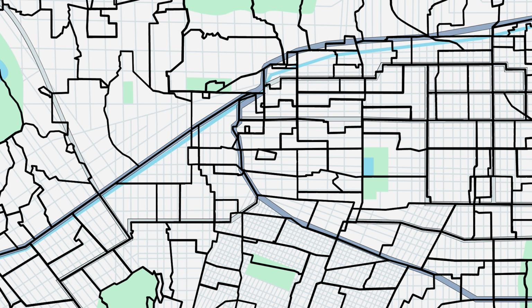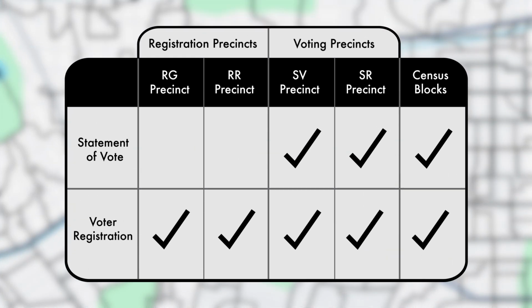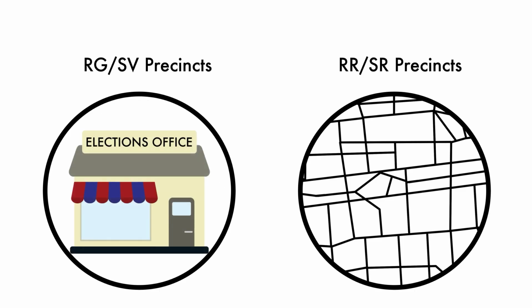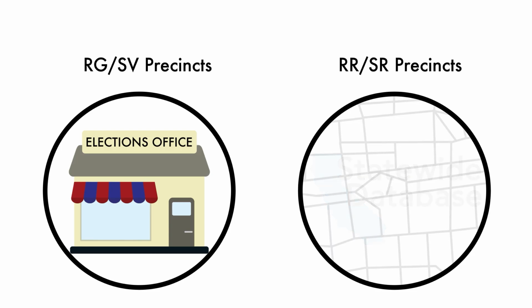Looking back at our data files, you can see that statement of vote files are only available on voting precincts, while voter registration files are available on all precinct types, because registration precincts nest inside the larger voting precincts. Taking a closer look at the different types of precinct maps, you'll notice that there are 2 types of both the registration and voting precincts. The RG and SV precincts are the precincts that counties use when reporting voter registration and election results. The RR and SR precincts are geographic representations created by the statewide database.